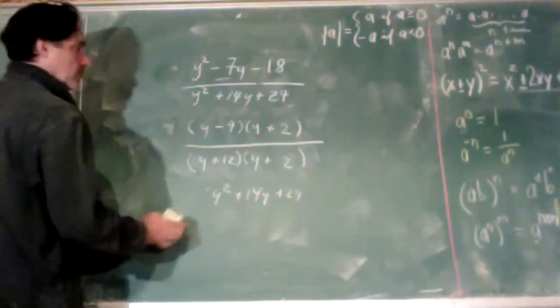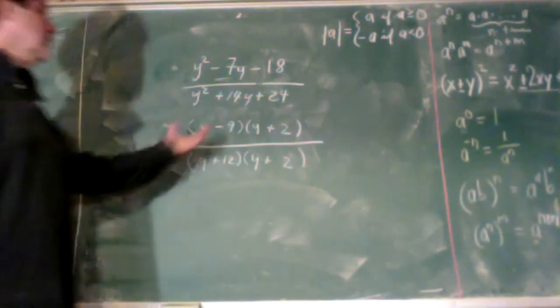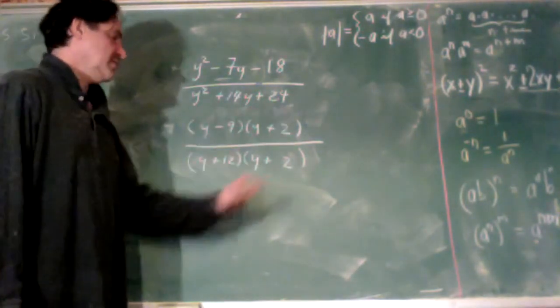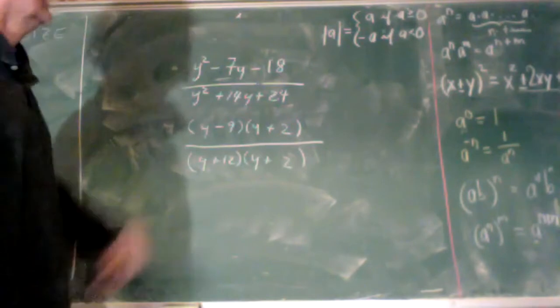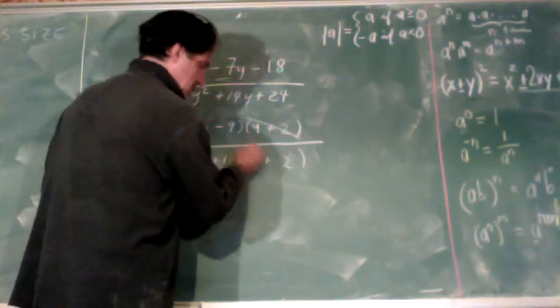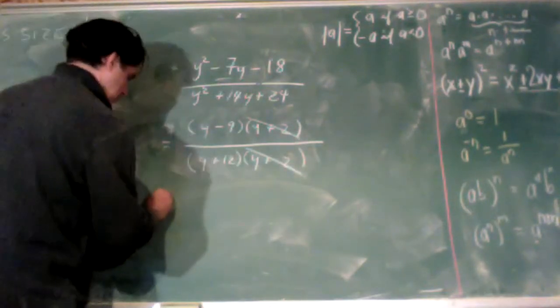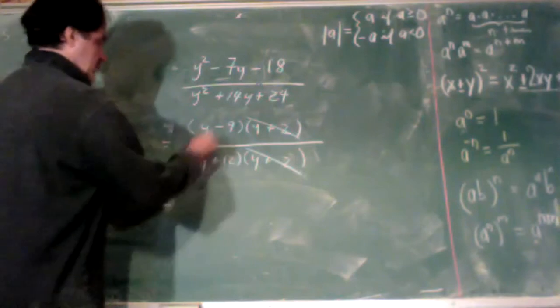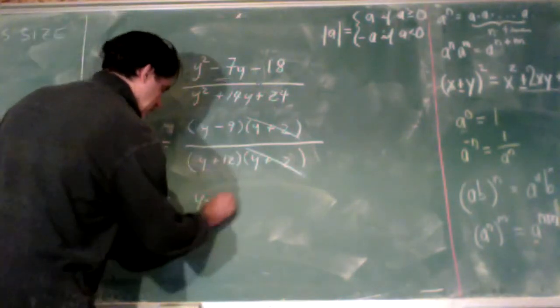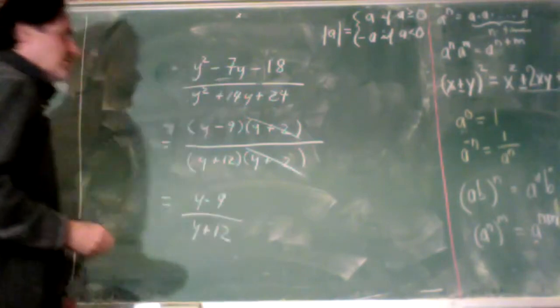All right, so we have a complete factorization of our numerator and denominator into their linear components. In this case, we see a common factor of y plus 2, which we can cancel. So I say equal now. And now, so reduced, we have 9 minus y in the numerator. We have y plus 12 in the denominator.